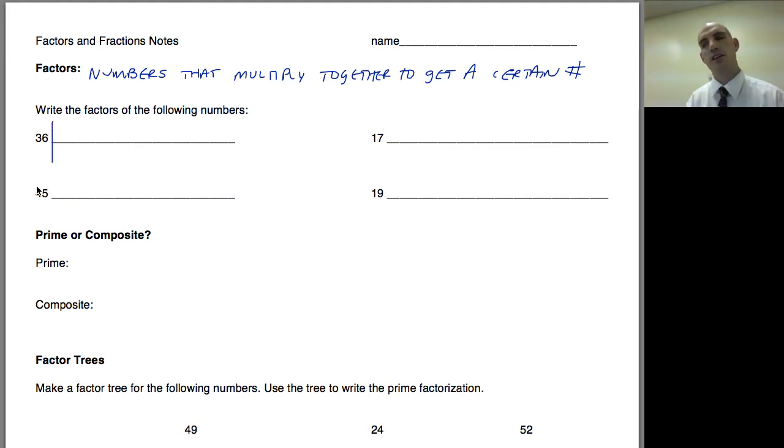36. Let's find the factors of this number. Well, I'm going to go in pairs and you're going to see how this works. The factors of 36, let's start with 1. 1 times 36 is going to give me 36. Well, I also know that because it's even, 2 goes in. And I know that 2 times 18 is 36.